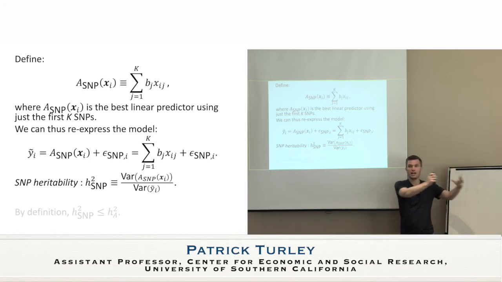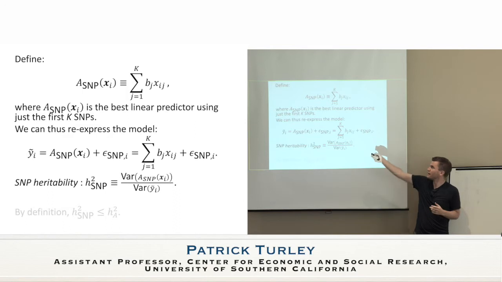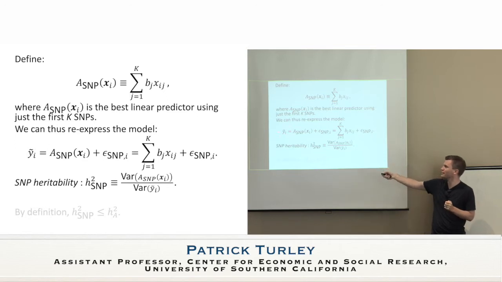And so the additive genetic factor is the portion of the phenotype that is explained by all SNPs. The additive SNP factor is this term here, the part of the phenotype that's explained by the genotyped SNPs. And so then we can re-express this model where the phenotype is now the additive SNP factor plus a different amount of error, right? So now there's going to be some residual in the phenotype that we can't capture just by the set of SNPs that we have.